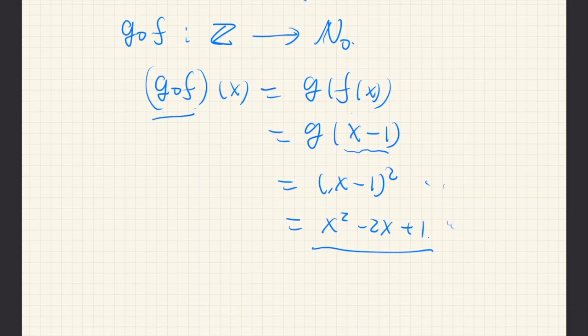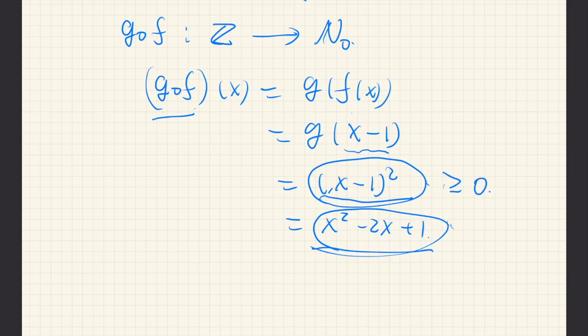And obviously, the result is... if you look at this expression, it may not be so obvious, but if you look at this expression, we can see that this is always non-negative, always positive or 0. So therefore, the result always belongs to the set of non-negative integers.